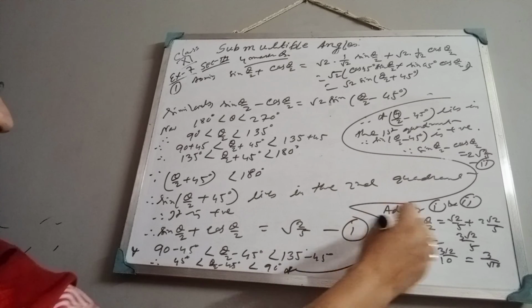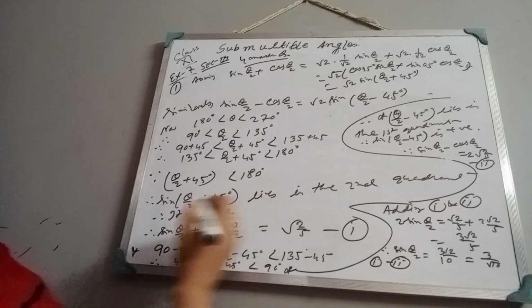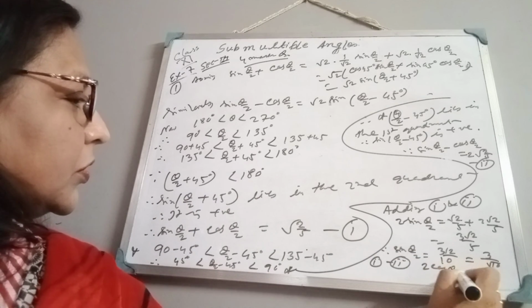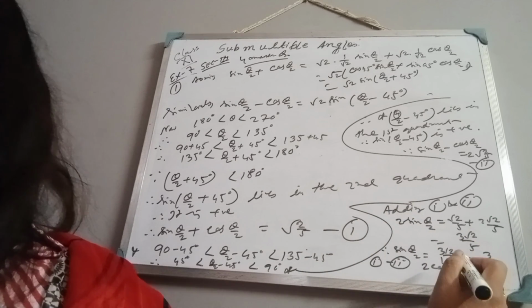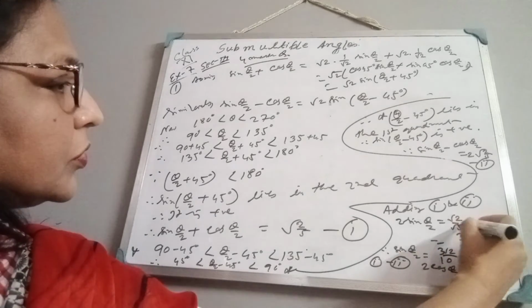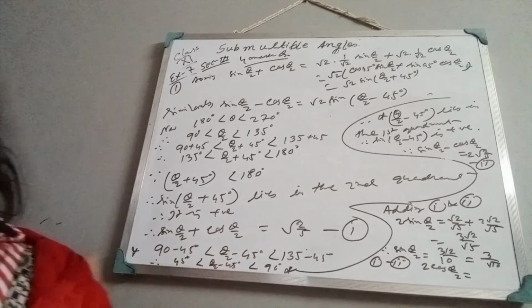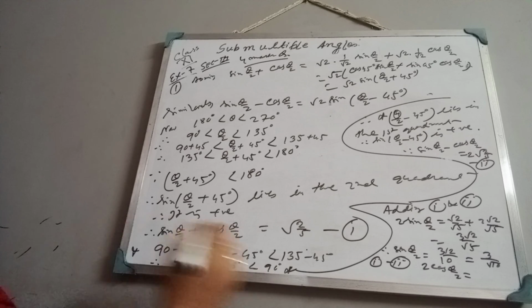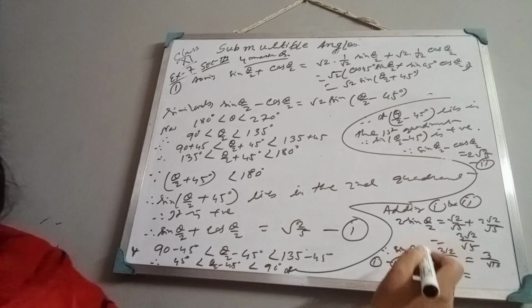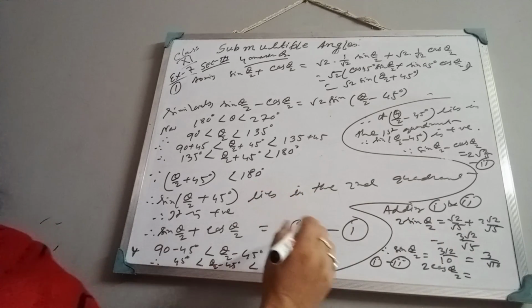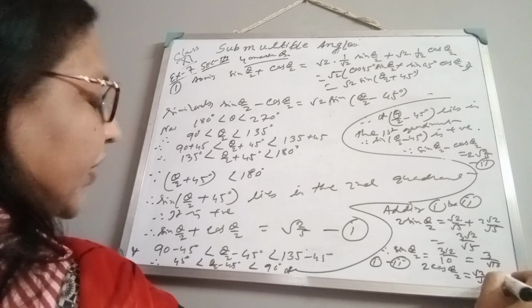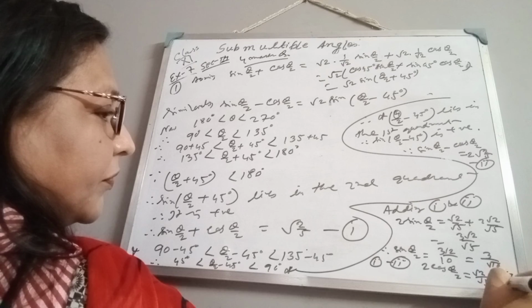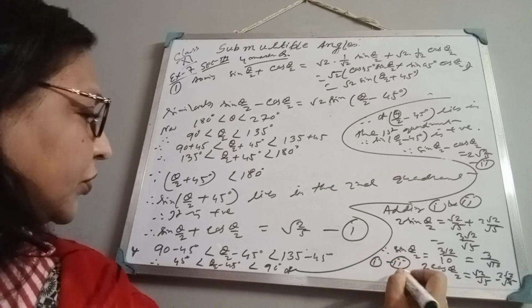And 1 minus 2, what will we get? We will get 2 cos θ/2 as √2/√5 minus 2√2/√5. So it is coming minus 2/√10.